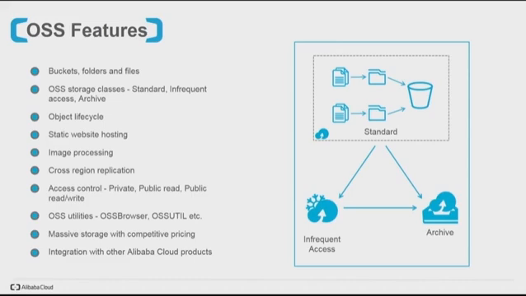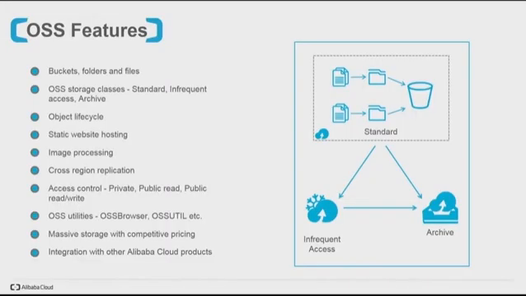You can also have object lifecycle rules defined for all your objects in the buckets. When I say lifecycle rules, you can define rules for when you want a particular object or set of objects or folders to be deleted or archived. Those kinds of rules can be defined. And when it comes to OSS, there are three different classes, and in the next slide I'll talk about those three storage classes also. One is standard, infrequent access, and the archive.